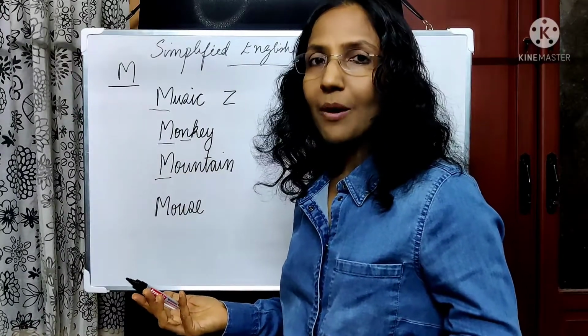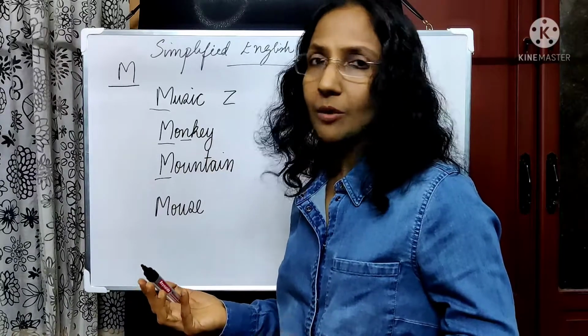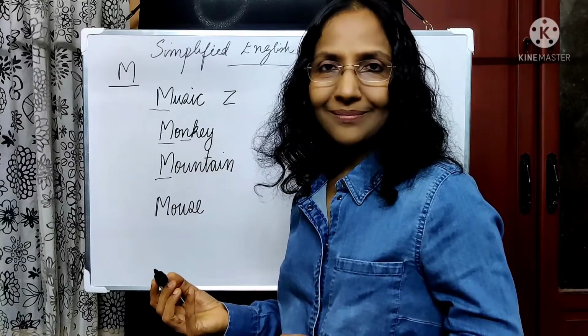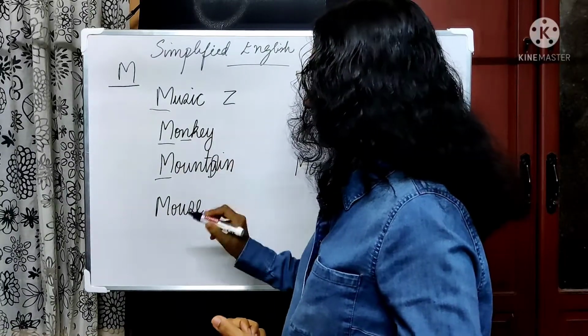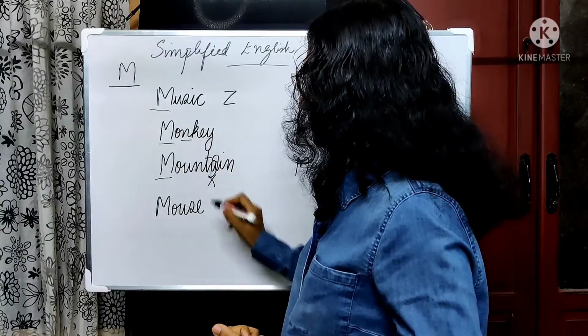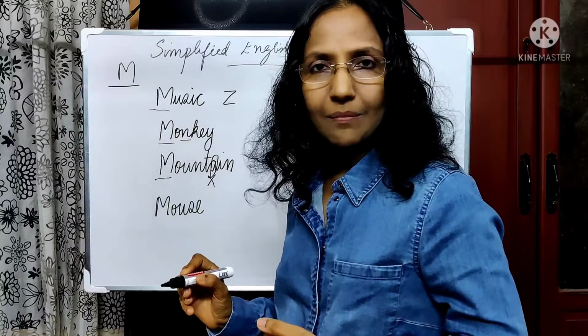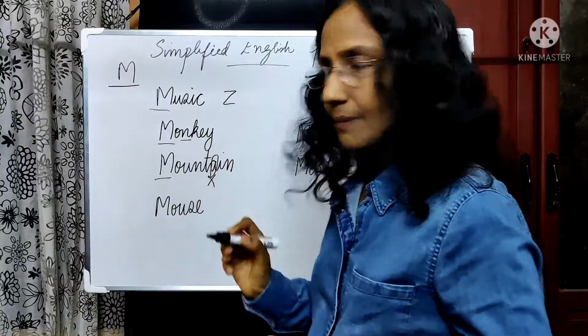So it's monkey. Again, a long word, how do you pronounce it? Usually we pronounce it "mountain", but it's not that. Okay, so this A is silent here. This A is not uttered. Okay, that's the pronunciation.